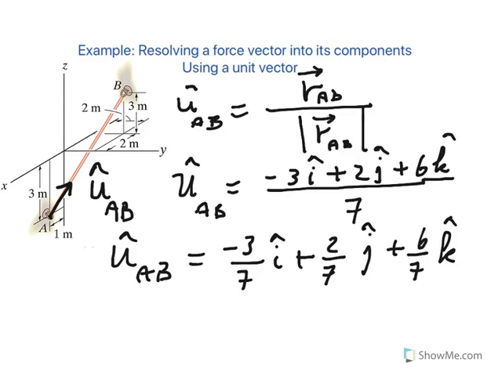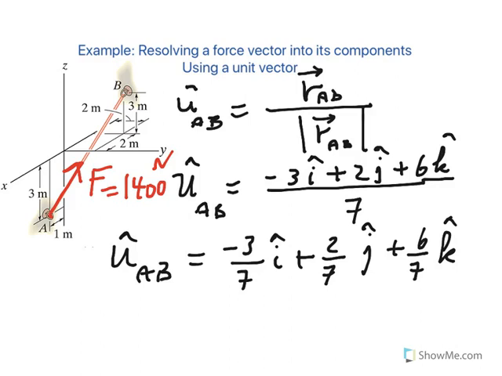Now, how are we going to use this unit vector to resolve a force vector into its components? So let me erase this unit vector here. Now imagine we have a force acting along AB, which has a certain magnitude. Let's say this force, F, has a magnitude of 1400 newtons. I want to take this force and figure out what is the X component of this force, what is the Y component, and what is the Z component.